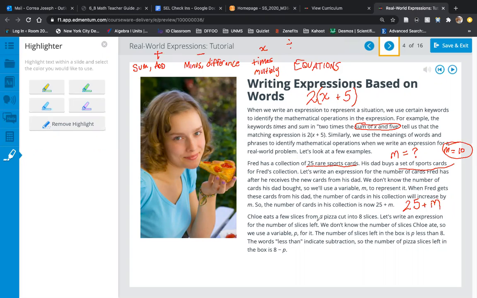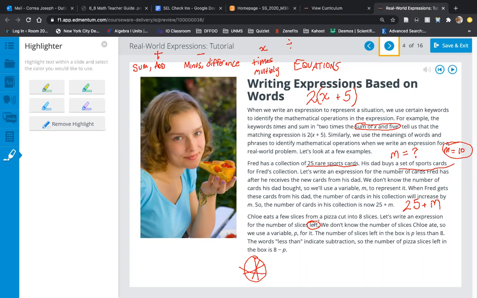So we've got another simple one down here. We're saying that Chloe is eating a few slices from a pizza that's cut into 8 slices, right? So imagine a standard pizza. It's cut into 8 slices. That's a pretty bad pizza shop. I would not recommend you go there if that's how they cut it. So we're trying to write an expression to represent how many pizza slices are left, right?